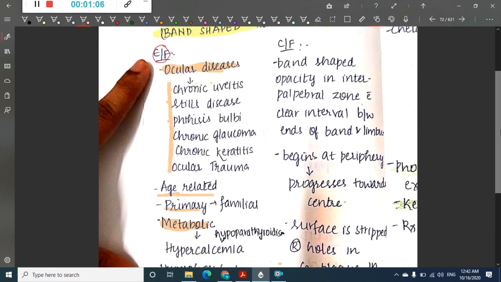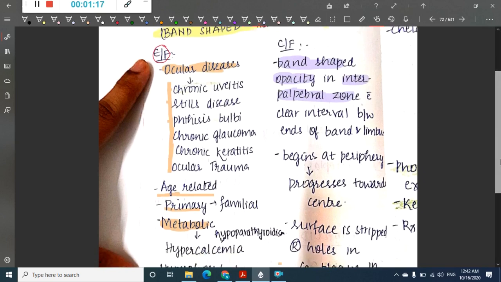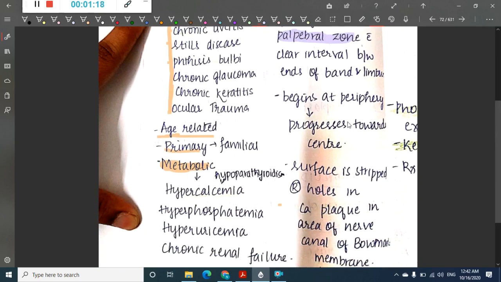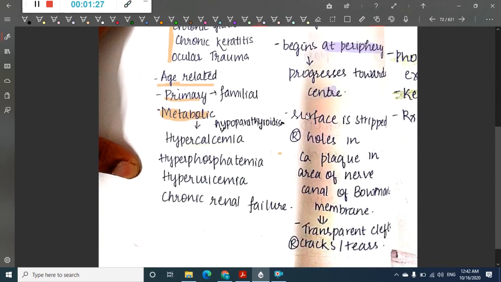So, what are the clinical features? It shows a band shaped opacity, that too in the interpalpebral zone with a clear interval between the ends of the bands and the limbus. This will begin at the periphery and then progress to the center. Then the surface of this band shaped keratopathy is striped.